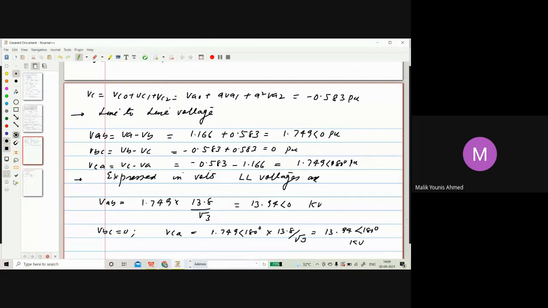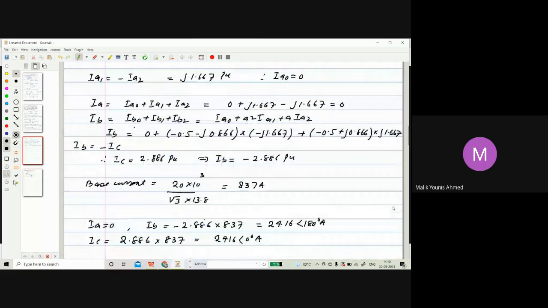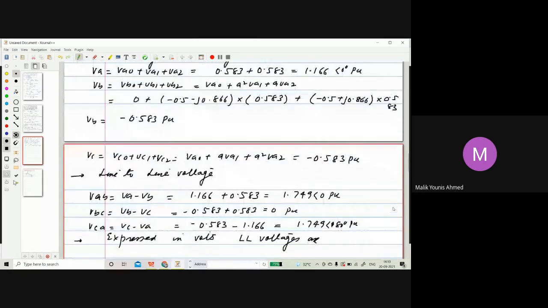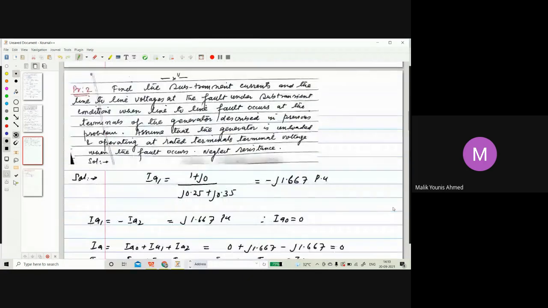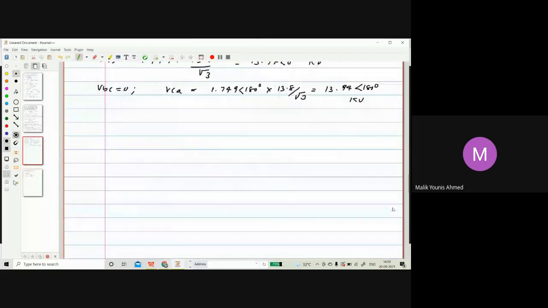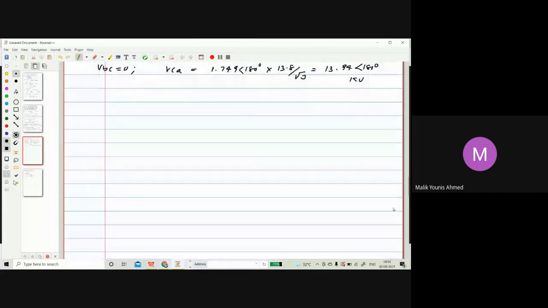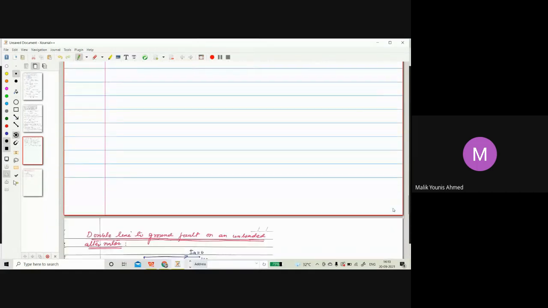So it is the same approach we have done in the last problem. There is no difference at all, exactly the same approach, just the expressions and the values. Whatever expressions we get for line to line, we have to use those values. The rest of the approach is the same: first line to ground, then line to line, then actual values of line to line. You can find the base values.